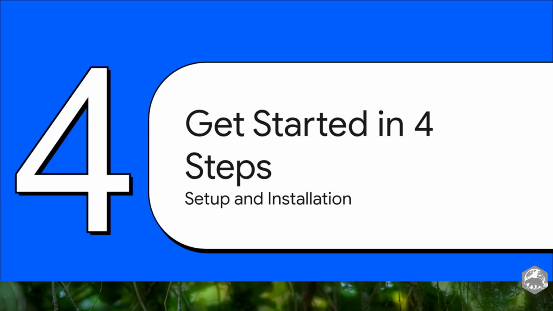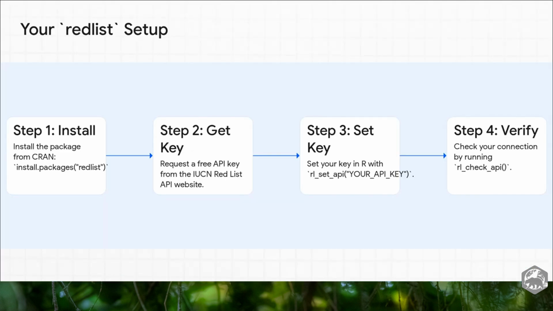Okay, theory is great, but let's get our hands dirty. How do you actually get this thing up and running? The best part is it's ridiculously easy. We're talking 4 simple steps, and you're in. Seriously, this is the whole process. Step 1, you install a package from CRAN, just like any other. Step 2, pop over to the IUCN Redlist website and request a free API key. That's your secret password. Step 3, you tell R what your key is using one simple function. And Step 4, you run a quick check to make sure everything's talking to each other. That's it. Boom, you're connected to the entire database.